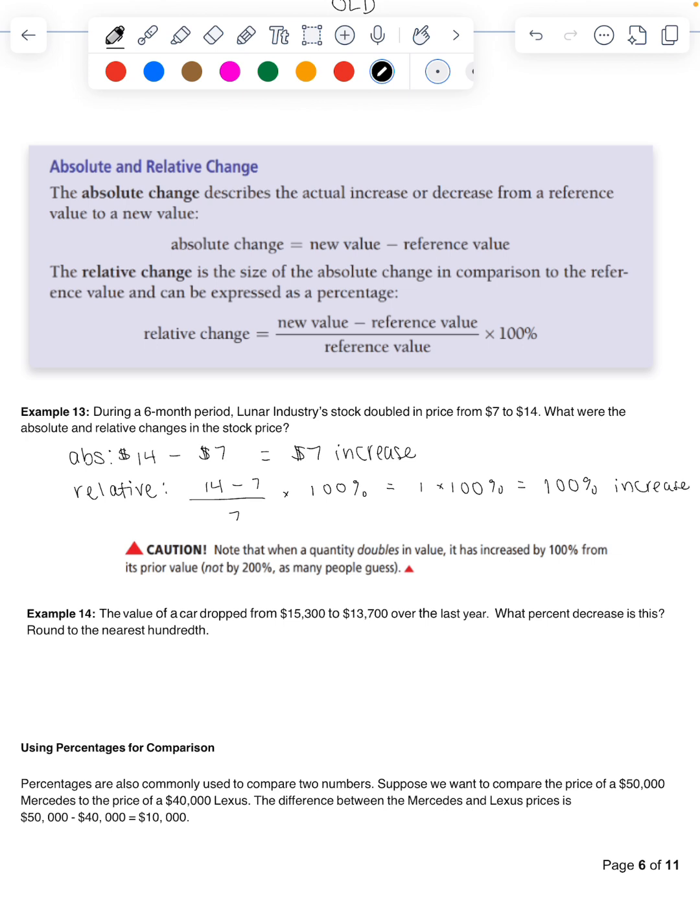So when something were to double in value, it would be a 100% increase from its prior value, which is exactly what we're seeing here. We went from $7 to $14. So that's a 100% increase. Some people think, oh, it doubled, so that has to be 200%. That's not correct.